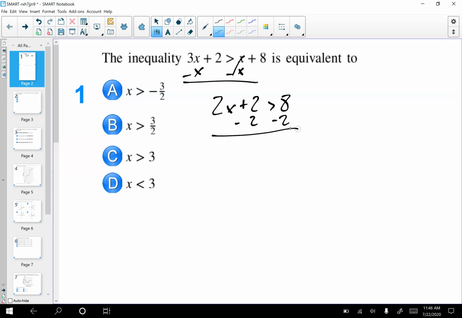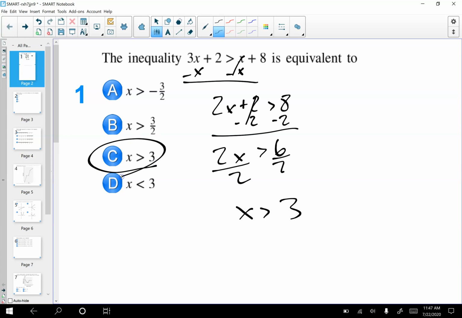I will subtract the 2 on both sides. 2x is greater than 6. Divide both sides by 2, and I get x is greater than 3. There were no negatives or anything in there, so no reason to flip any signs.